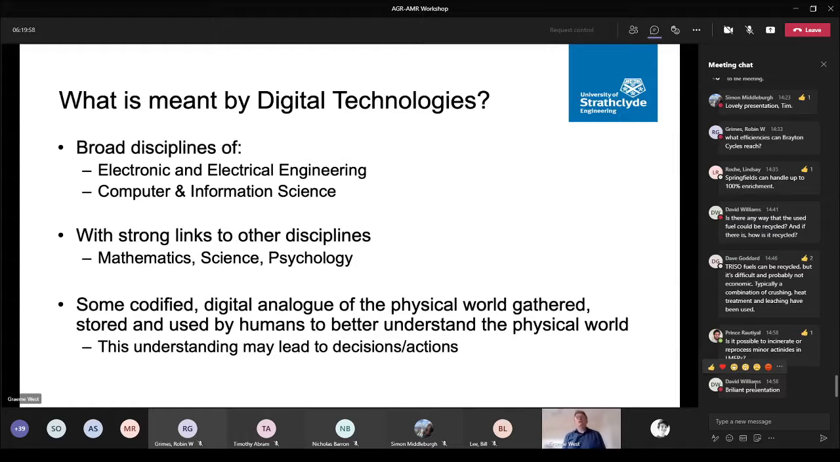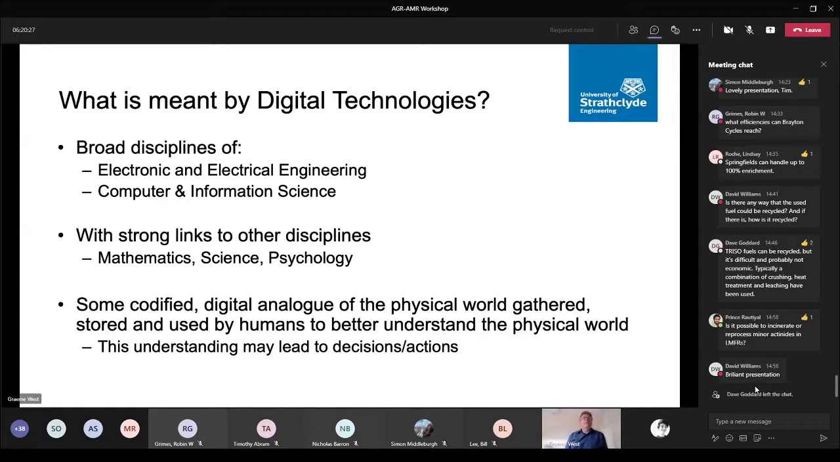In terms of digital technologies, it's a broad catch-all term. Loosely defined, it might be the disciplines of electronic and electrical engineering and computer and information science, with strong links into related disciplines, and many of the disciplines use data analytics and digital devices, so a whole breadth of things. I tried to distill down some sort of definition here. A digital technology might be some codified digital analog of the physical world, gathered, stored, and used by humans to better understand the physical world. And this understanding may lead to decisions or actions.